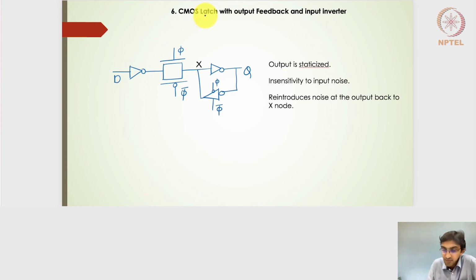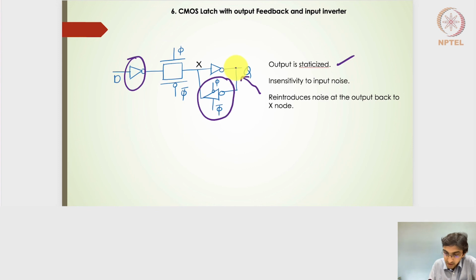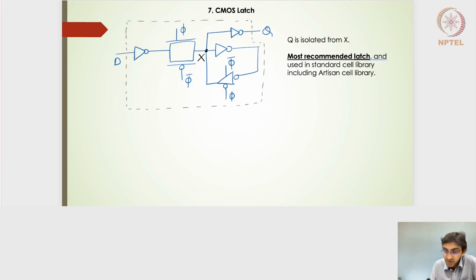Right. So, CMOS latch with the output feedback and the input inverter. If I bring in an inverter at the input side, then it becomes insensitive to the input noise. The output is staticized because of the feedback tri-state inverter, and insensitive to the input noise because of this particular inverter. But it reintroduces the noise coupled at the output node back to the X node, especially when the tri-state inverter is on during the opaque mode, during the clock level going low. So what to do about that? Here is the design.